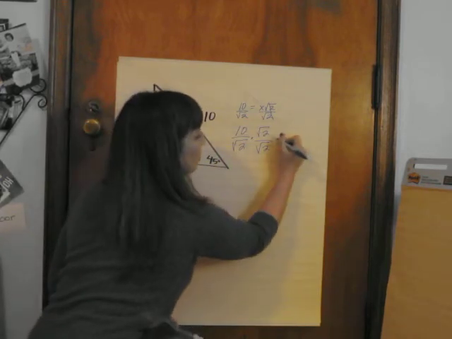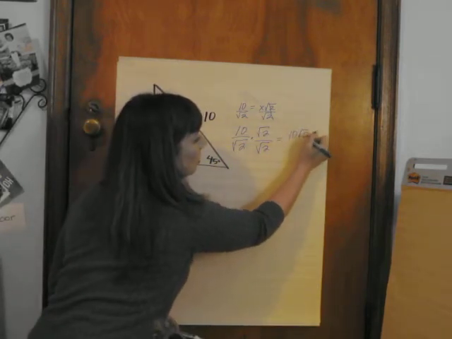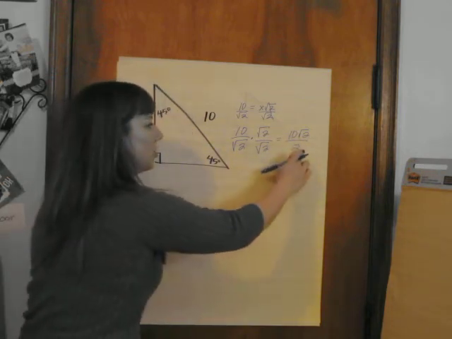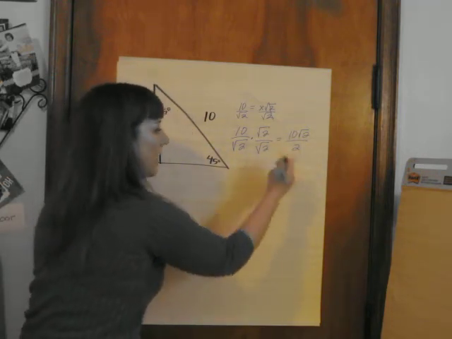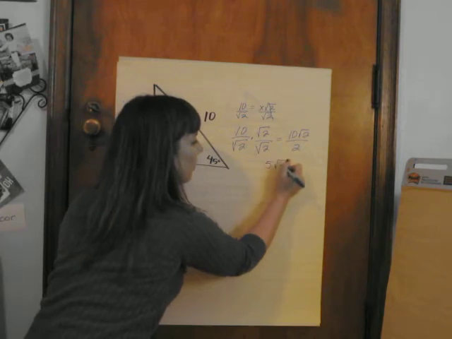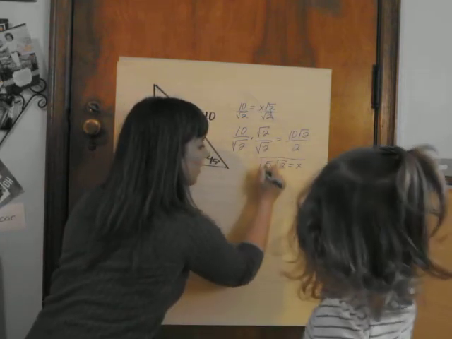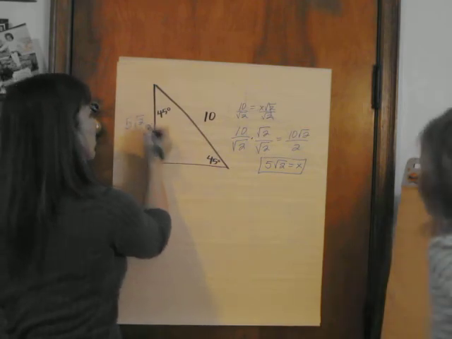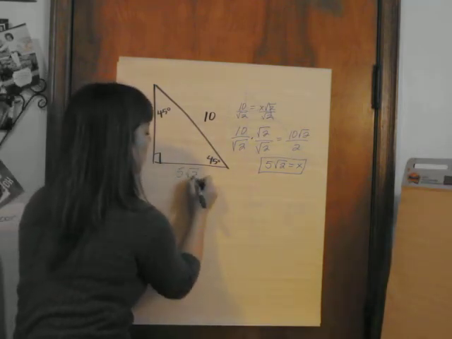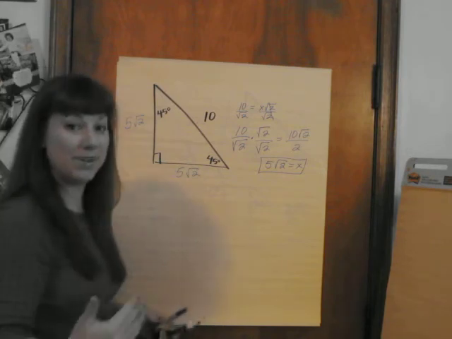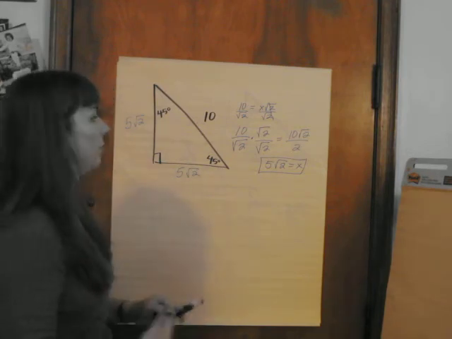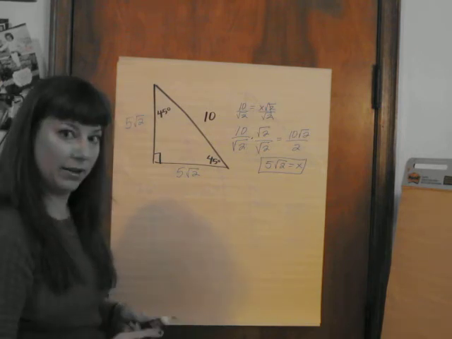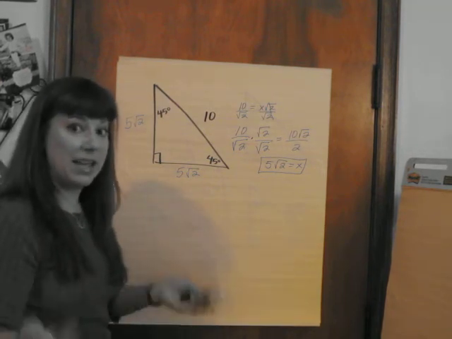So 10 radical 2 over 2, right? But 10 radical 2 over 2 divides 10 by 2, so I get 5. Radical 2 is what x is. So that means that this is 5 radical 2. It's the same premise of what we did before, only with radical 3 before, and now it's a radical 2. Okay? If you have questions, email me, text me.